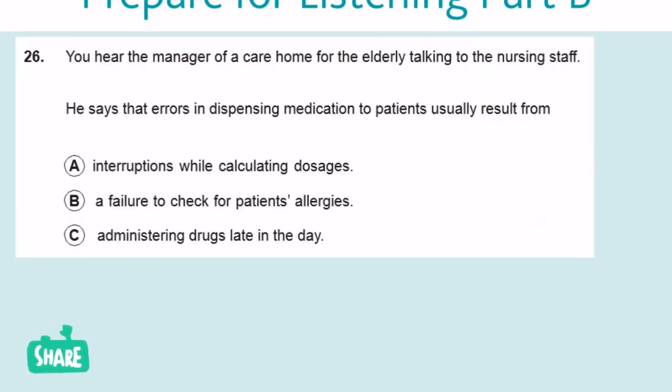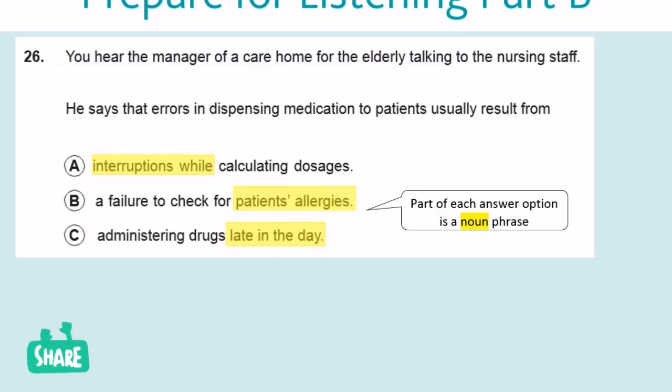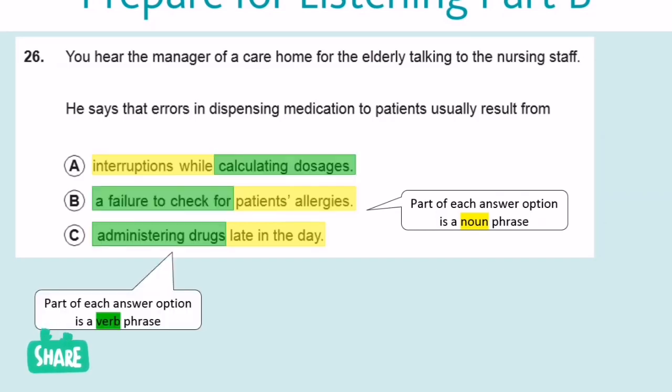It's important to read the answer options carefully and to understand the information each one gives you. For example, to see the detail provided by the noun phrase and the action described by the verb phrases. This will help you focus on the differences between each option, which you can then listen for in the audio.